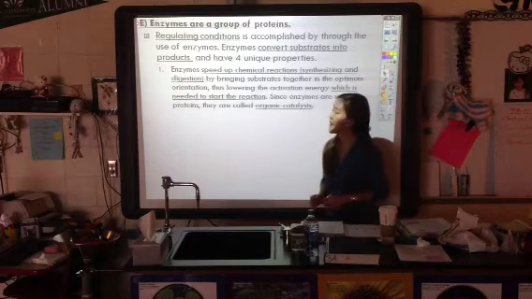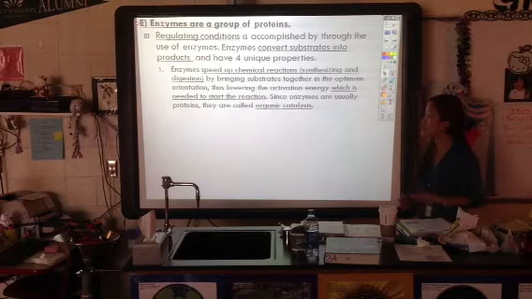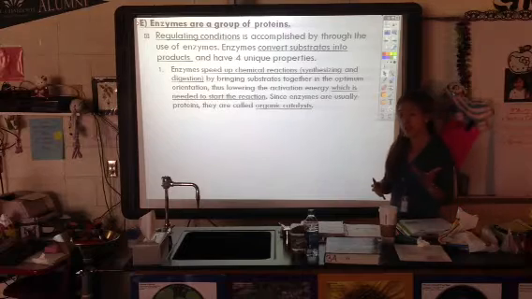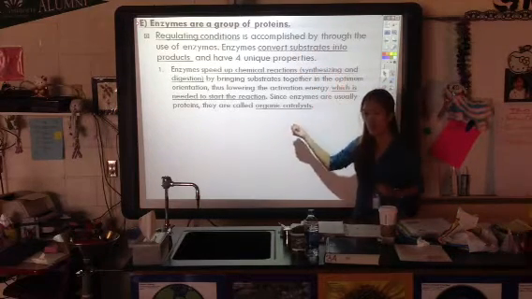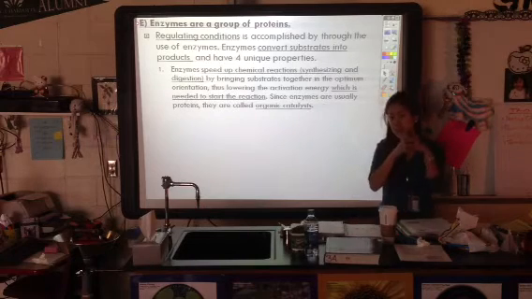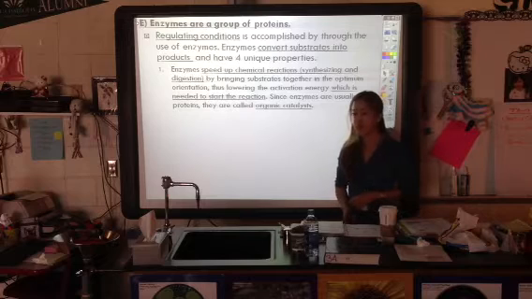So enzymes can actually help to regulate conditions within a cell. And what they do is they convert your substrate, so what goes into a reaction, into a product. So they can actually put things together or break them apart. Enzymes have 4 unique conditions.